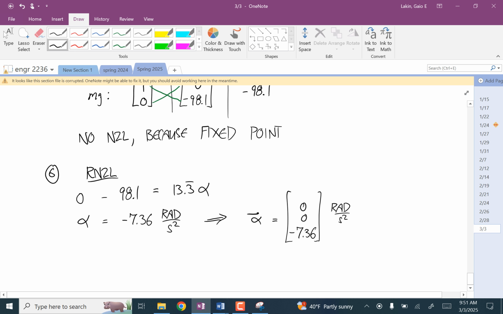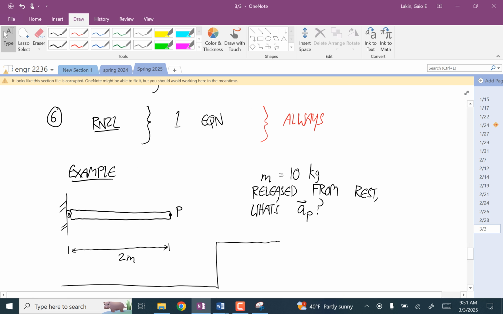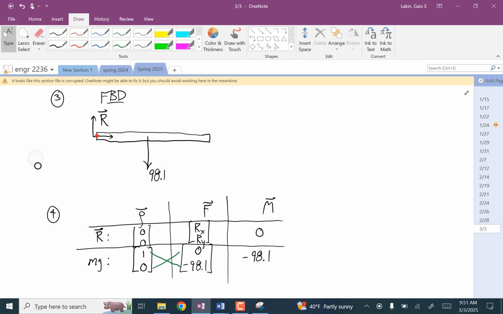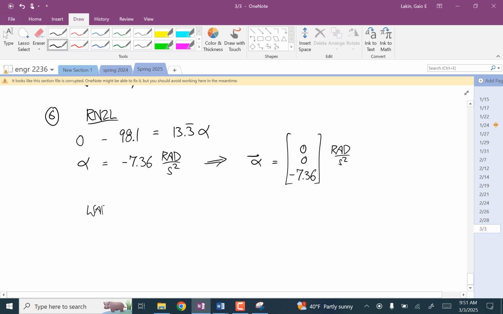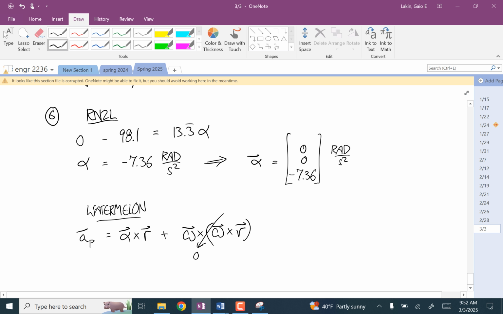Okay. Now that gave us the angular acceleration. We're done with the rigid body kinetics. How do we calculate the acceleration of that point P? Well, now it's just rigid body kinematics, and we're just going to use the watermelon equation. So the acceleration of P is just equal to alpha cross R plus omega cross quantity omega cross R. I said that this started from rest, so this one all goes away.